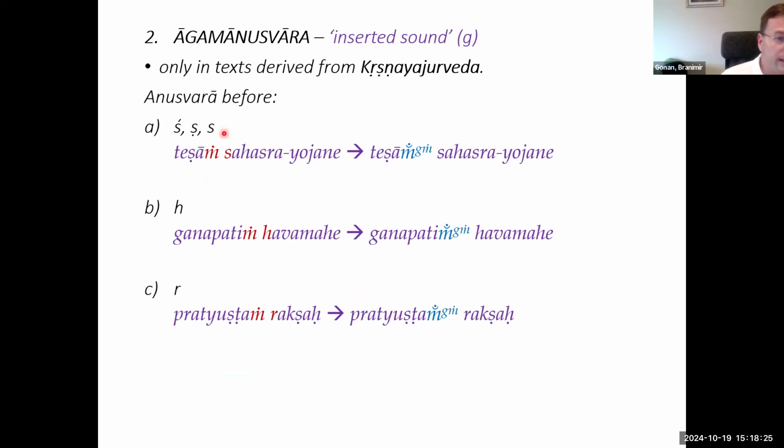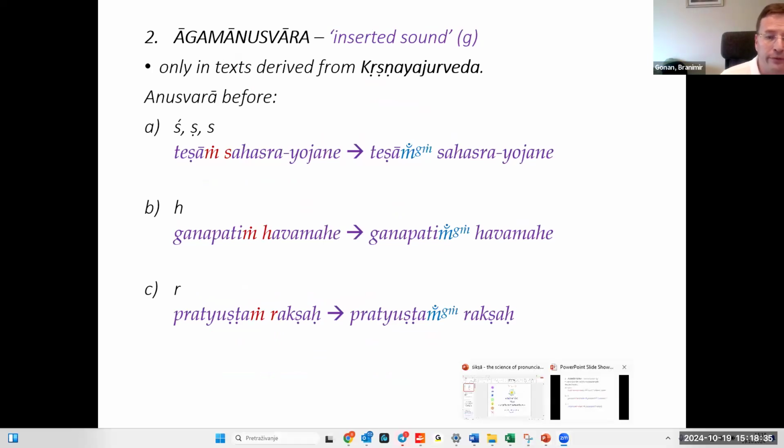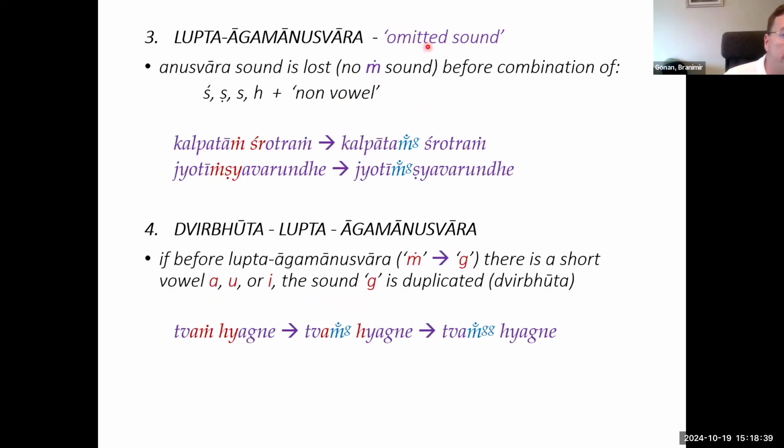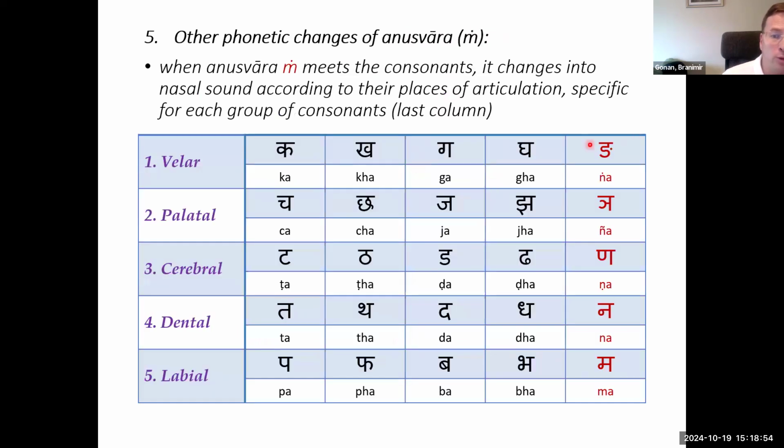Before fricatives, before ha and before r, we have this agama anusvara, an inserted G sound, which is quite often changed, I would say. And also we have lupta anusvara, where the sound is omitted. What is omitted? This M sound in the combination of the previous plus non-vowel. And we have Kalpatagam, okay? But these are the most common changes.